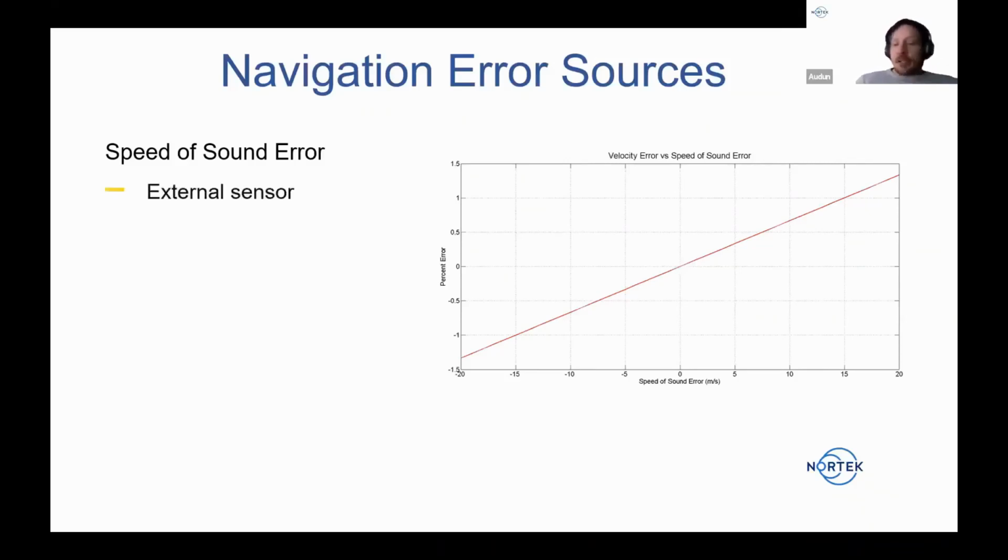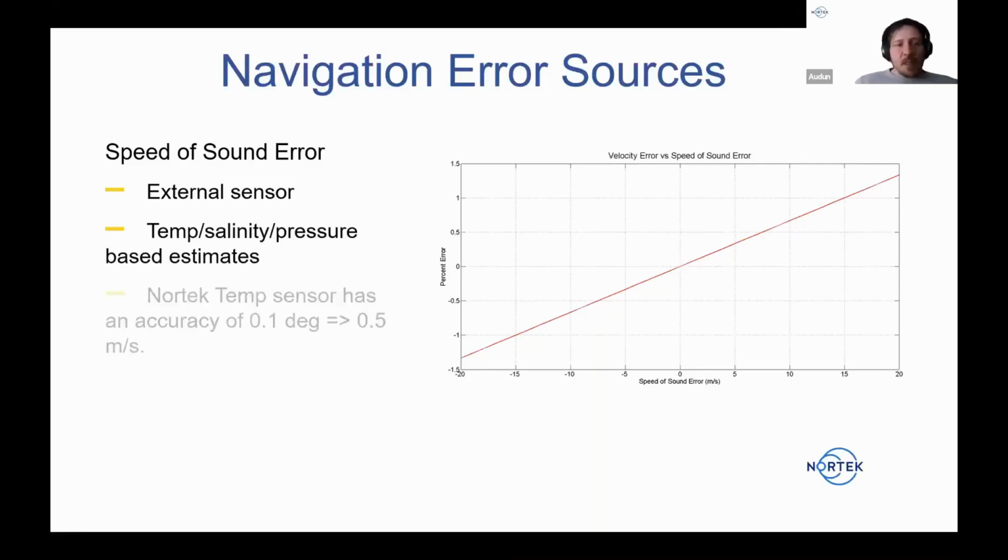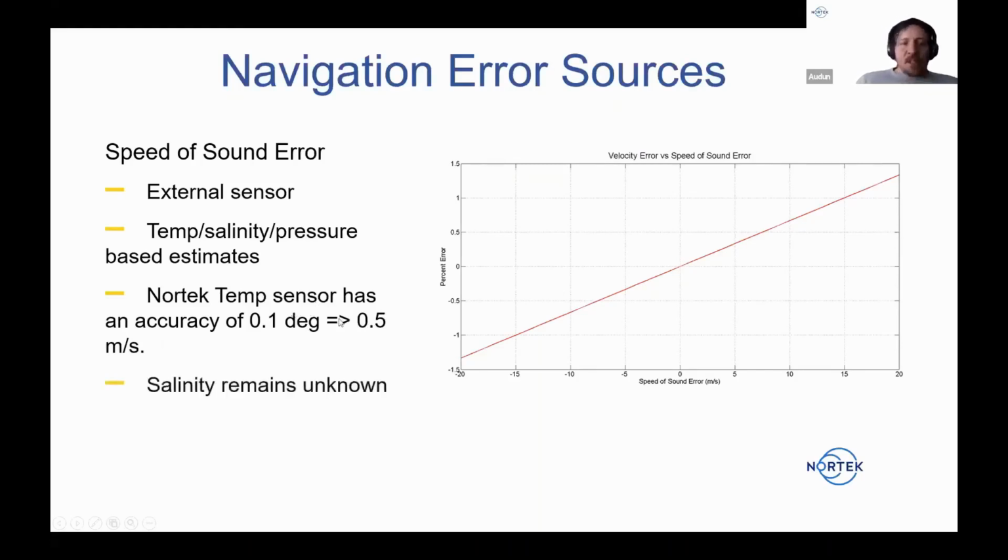That should be done with an external sensor, and that can be either a direct measurement of sound velocity. You have those types of sensors, or you have sensors of the CTD type that estimate it from temperature, salinity, and pressure. Now, you can sort of do that with our DVL as well, except it doesn't measure salinity. It will measure temperature, which is good to about 0.1 degree, which will result in an error of about 0.5 meters per second. So that hasn't blown the budget completely still. But the salinity, of course, is unknown.